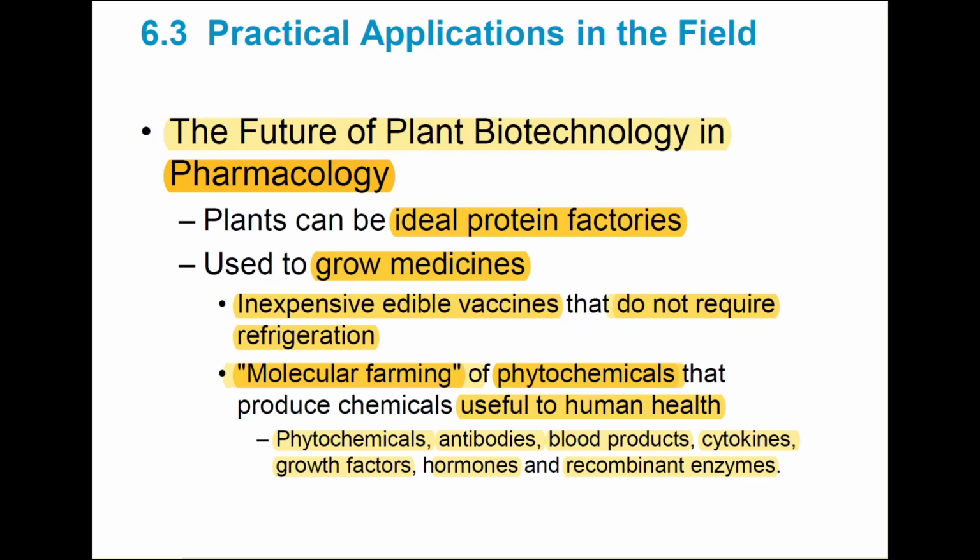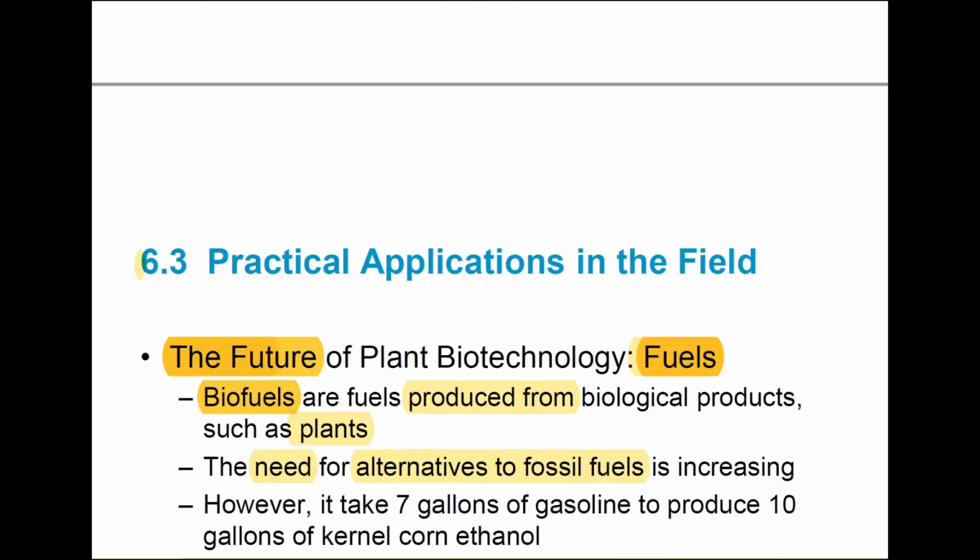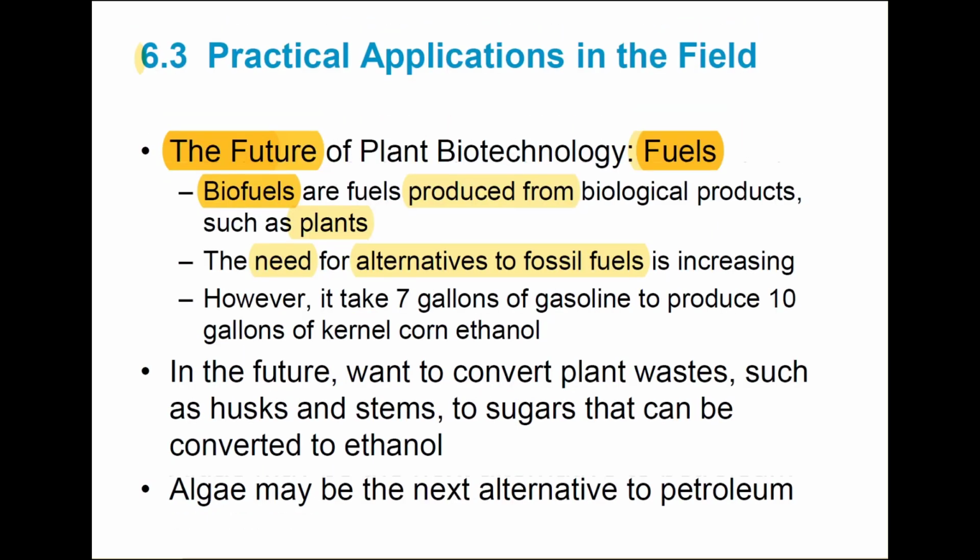cytokines, growth factors, etc. Fuels. Biofuels, as everybody knows, when you pump gas into your car today, every pump will say contains 10 or 15% ethanol. The ethanol is produced from biologics. So this is from corn or something that's being broken down by bacteria in order to produce ethanol, which is then obtained from that. Usually waste products of crops. Need for alternatives to fossil fuels is increasing. It takes 7 gallons of gasoline to produce 10 gallons of corn kernel ethanol.